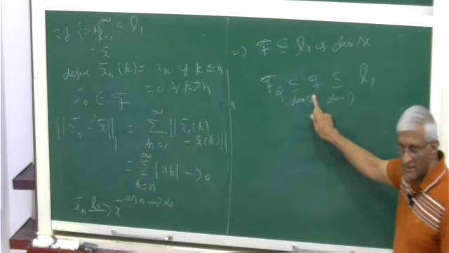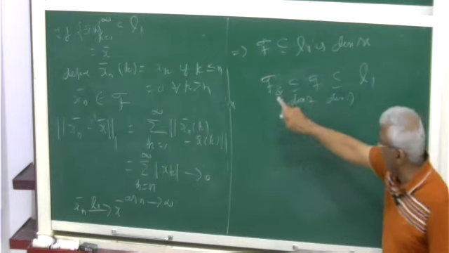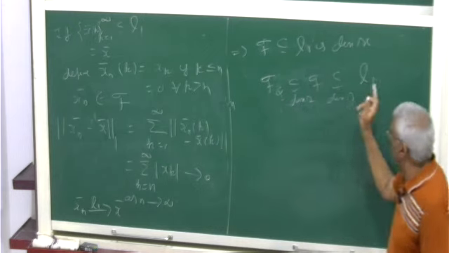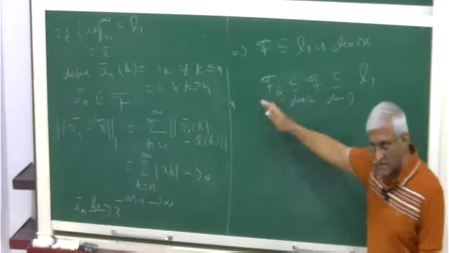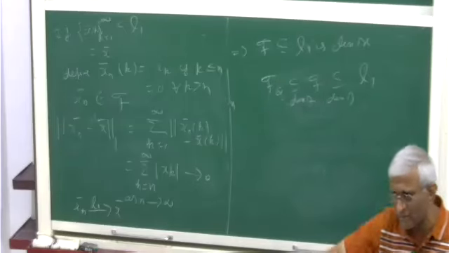Given epsilon, you can get something here. Given epsilon, you can get something here. So given 2 epsilon, you will get something here. Maybe you take epsilon by 2, epsilon by 2. These things you should work out.